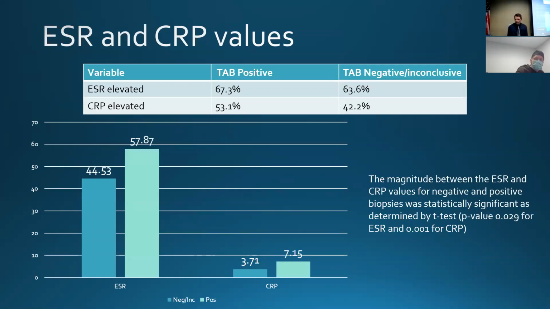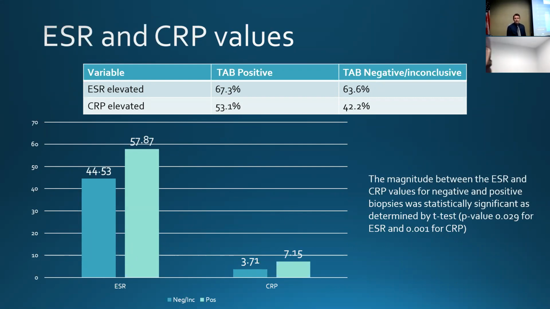Looking at ESR and CRP values, in temporal artery biopsy positive patients, about 67% had an elevated ESR and 53% had an elevated CRP. And TAB negative patients had 63% elevated ESR and 42% elevated CRP. So you can see that, again, this is just a very non-specific test. It shows that there's inflammation in the body, somewhere, and it doesn't necessarily indicate whether they have GCA or not. But when I looked at the magnitude of elevation, there actually was some statistical significance.